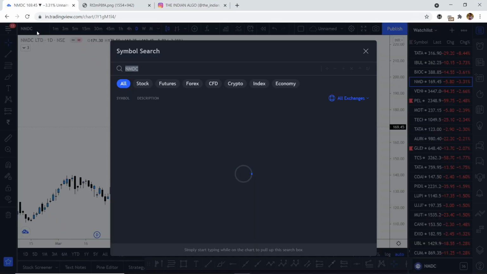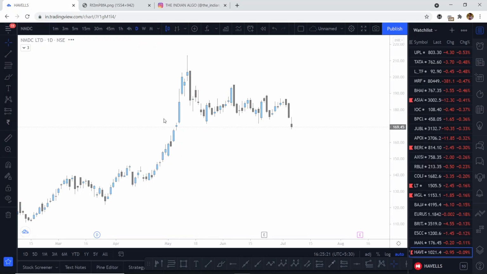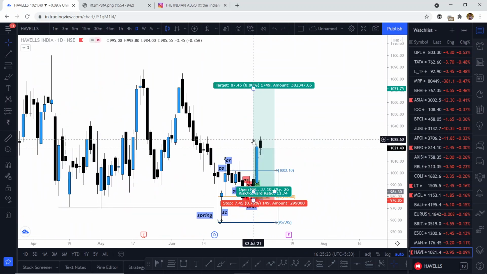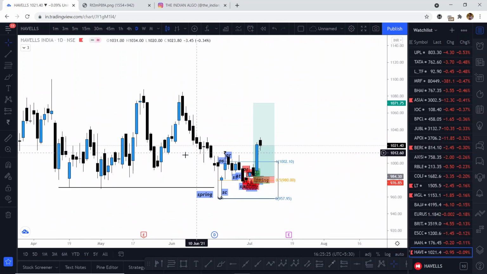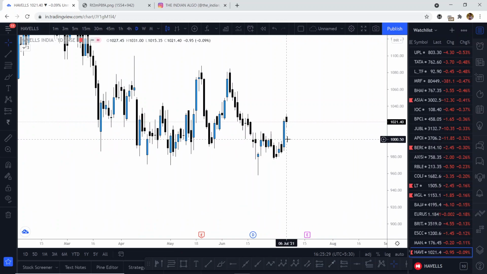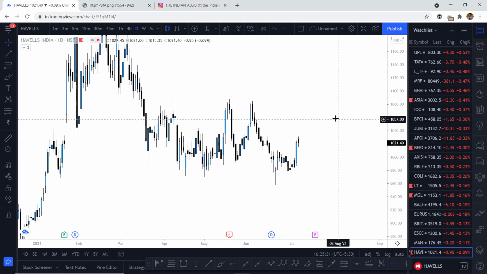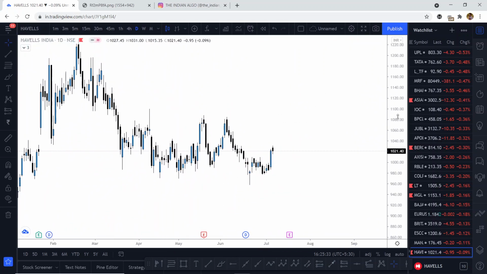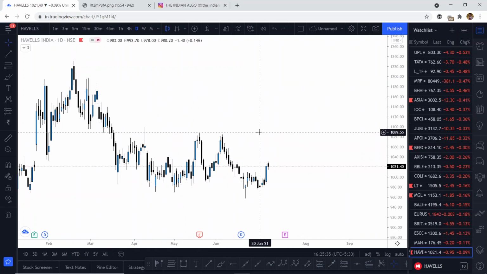So I'll go to Havells and show you what was the basis of me marking out these phases. I'll remove everything that I have here. First of all, what was the higher time frame analysis? I'll do the top down analysis completely for you. If you see here, what do we have?